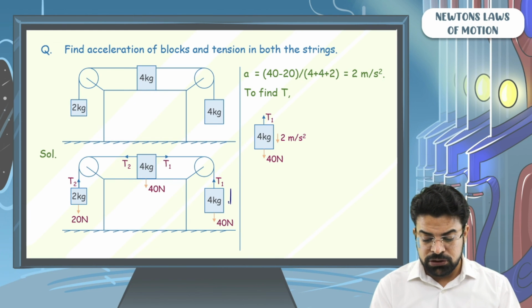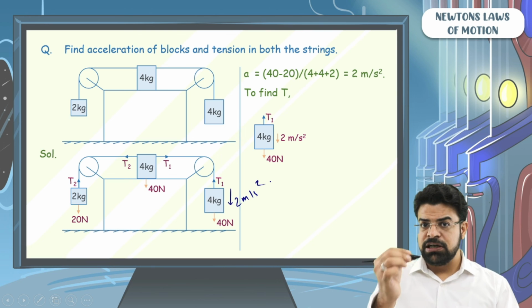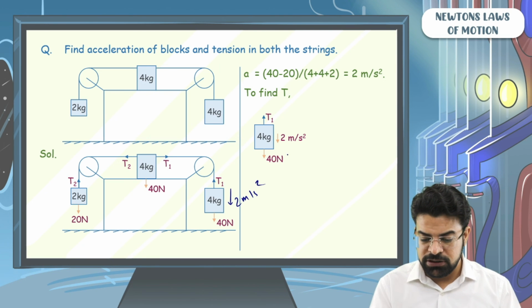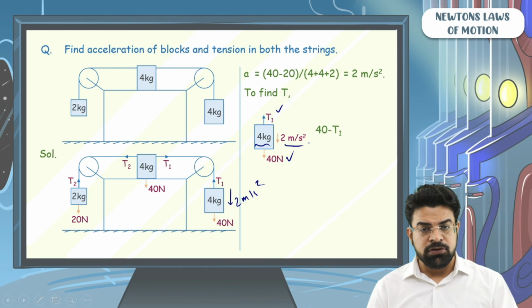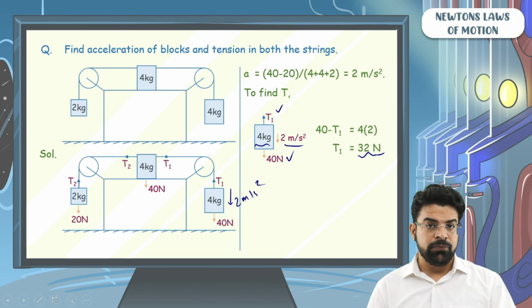So to find T1, make the force equation on 4 kg. The 4 kg goes down with an acceleration of 2 meter per second square. So you will write the net force in the direction of acceleration equals to mass into acceleration. So 40 minus T1 equals to 4 into 2. So T1 has to be equals to 32 Newton.